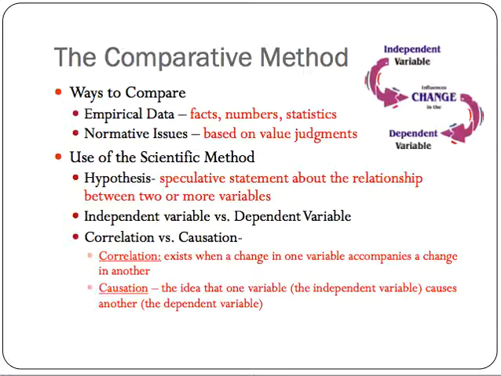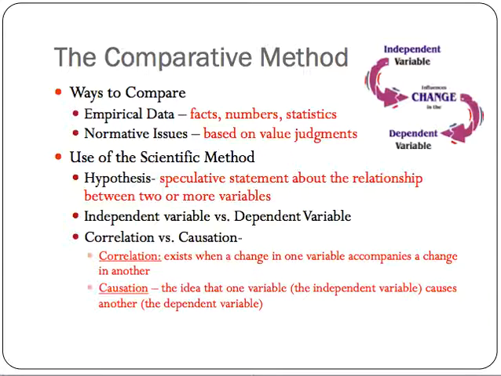Different ways to compare. You're going to look at empirical data or empirical statements, which are statements based on facts, numbers, stats. You can draw it from data, whereas normative issues or normative statements you can draw on different judgments. You're judging something, for example, like the United States has the best healthcare system, or you could have an empirical statement that discusses so many people are insured under Obamacare. You have a stat there, that'd be an empirical statement.